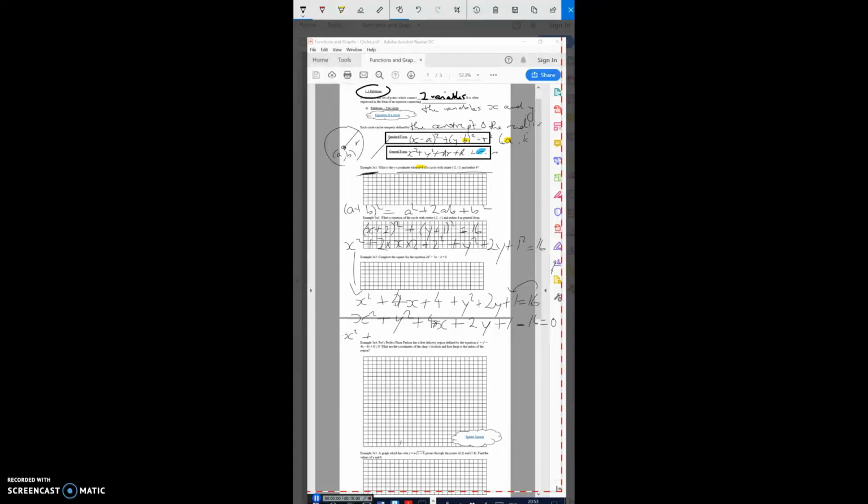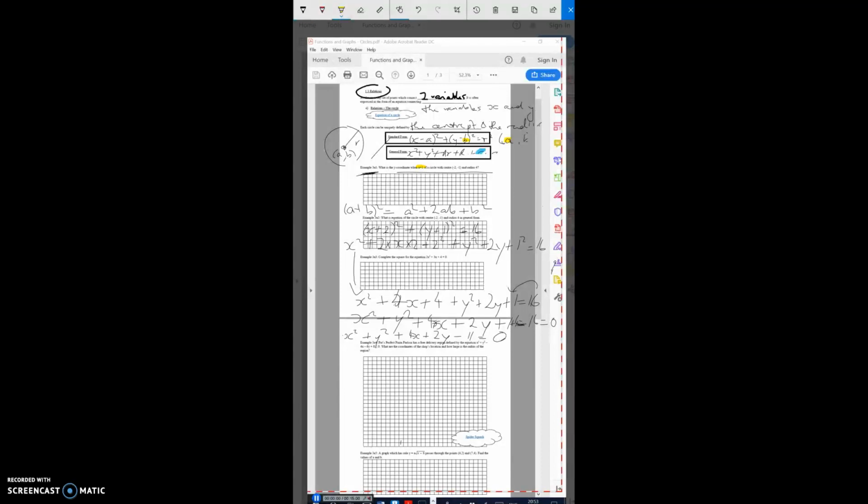Did I not factorize that properly? I think I did. Oh, I missed out a plus 4 in there, I think. Yeah. And I'll just rearrange it. X squared plus y squared plus 4x plus 2y plus 5 take 16, which is take 11, equals 0. And that's my equation in general form. I hope that makes sense.